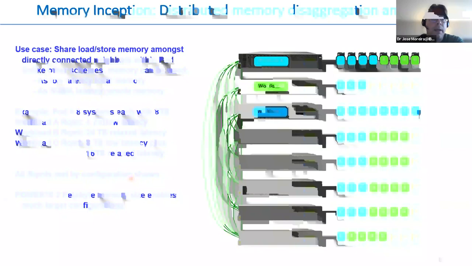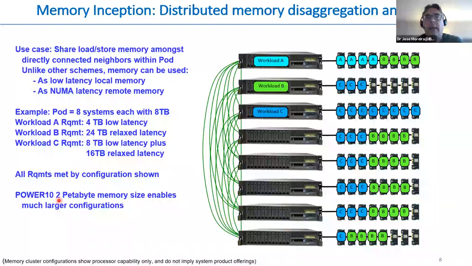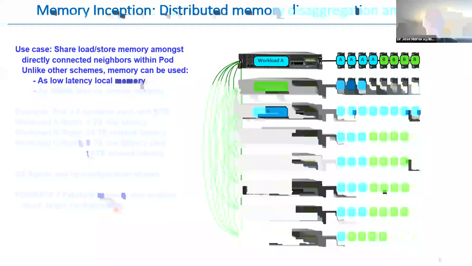So in terms of memory size, a single POWER10 process, if you will, can address up to 2 petabytes of memory. You can't fit 2 petabytes on a single machine. I know the maximum you can fit is 64 terabytes. But if you have a cluster of those machines, you could have a single application using 2 petabytes of physical memory.